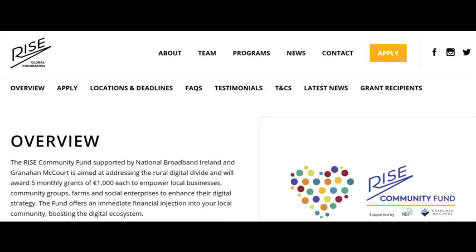Next, we have the Rise Global Foundation. The Rise Community Fund, supported by the National Broadband Ireland and Granahan McCourt, is aimed at addressing the rural digital divide and will award 5 monthly grants of 1,000 euro each to empower local businesses, community groups, farms, and social enterprises to enhance their digital strategy. So here, of course, we see what they're focusing on, considering this particular Rise entity and the Rise funds out of California. They have a very universal scope focus. Each of them focuses differently, each of the entities anyway, but it's all around the same overall strategy.